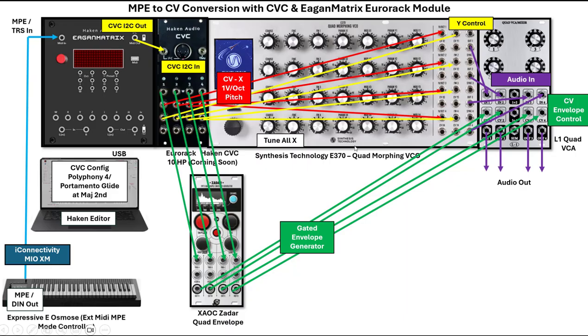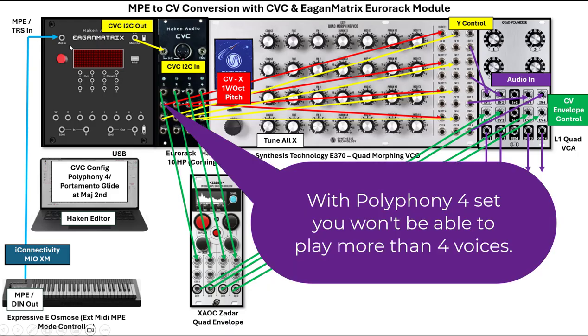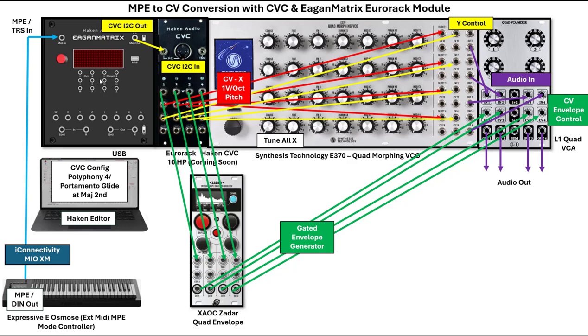So you have a lot of options. The main thing here is that the MPE input will be automatically translated to 4 channels of CV, which is a great option to have the EaganMatrix module function as an MPE to CV converter. Not many things out there can do that.